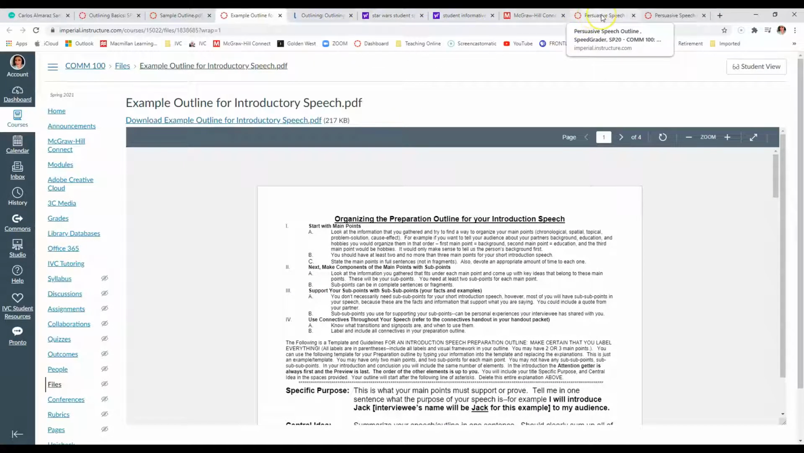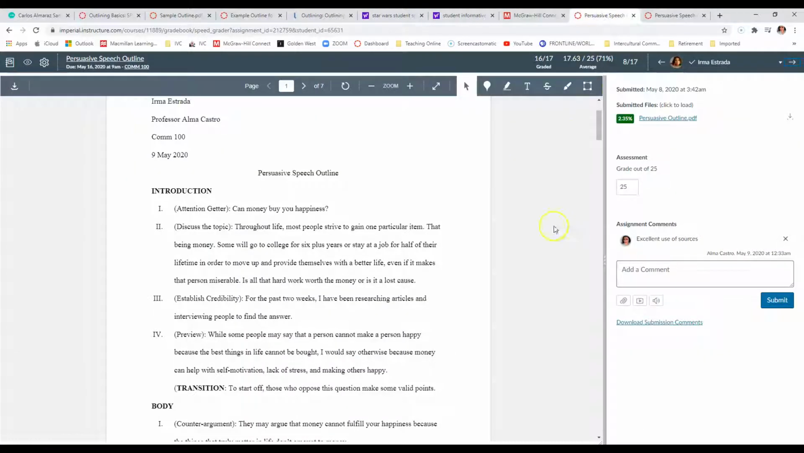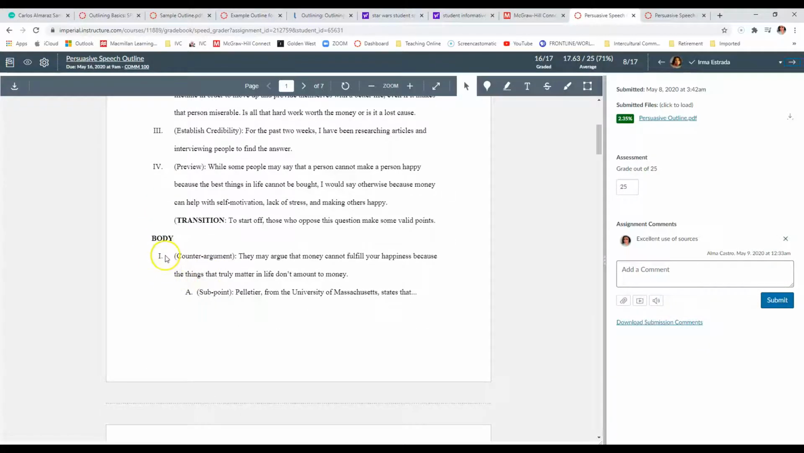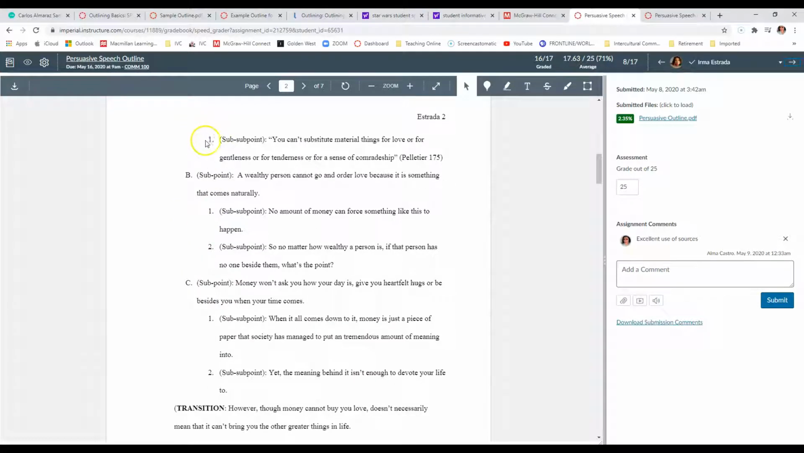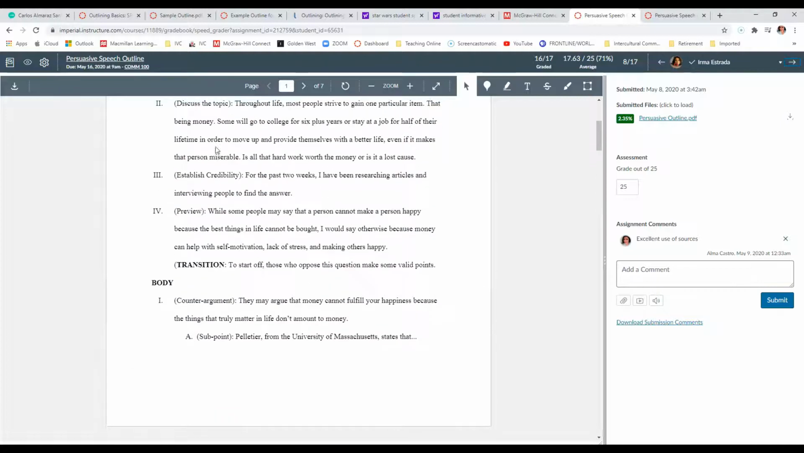Okay, but let's go to one of my students from another semester to see how they did it without using the sample outline that I gave you. I also gave them, but they decided to do it on their own. And see how they outline. They use Roman numerals, and then they use capital letters, and then they use numbers for the subpoints. It's very organized. It looks very nice.